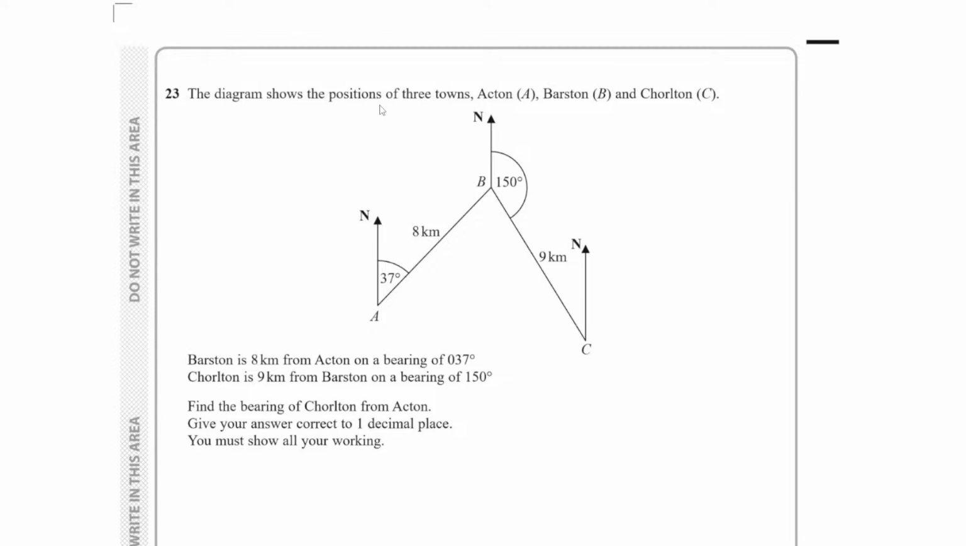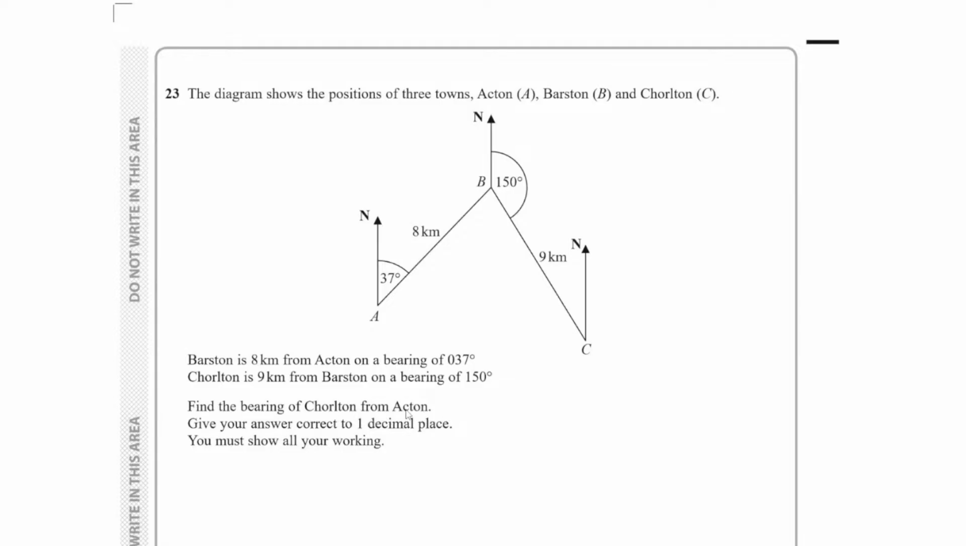So the diagram shows the positions of 3 towns, Acton, Barston and Chorlton, obviously A, B and C. Not only have they given us angles, so bearings, they've also given us side lengths. So yeah, I'm thinking of a triangle here, definitely. They've said Barston is 8 kilometers from Acton on the bearing of 037, and Chorlton is 9 kilometers from Barston on a bearing of 150. Find the bearing of Chorlton from Acton.